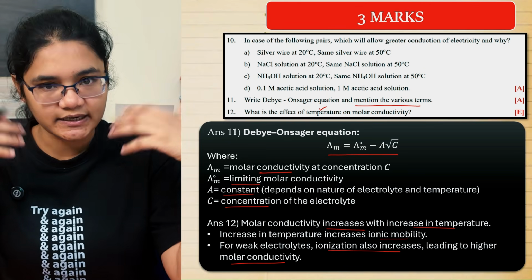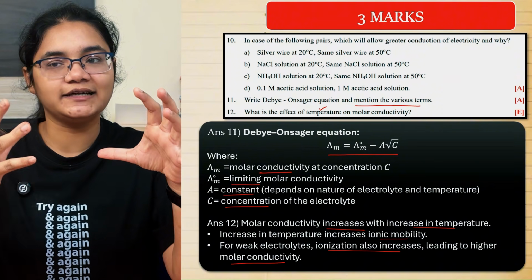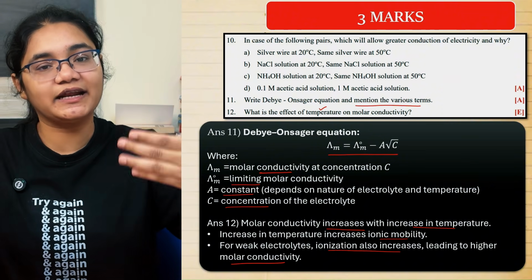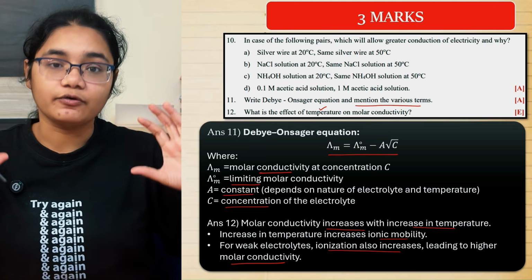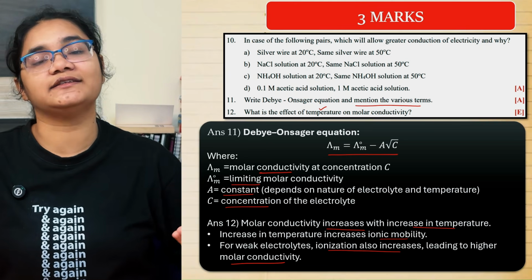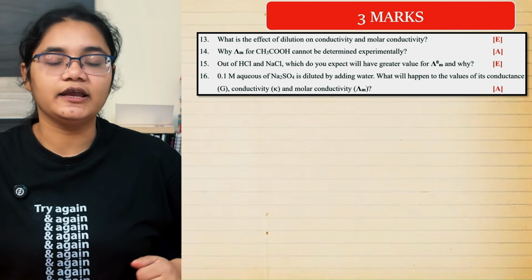So when you increase the temperature, in case of strong electrolytes, the speed at which the ions are moving increases. But for weak electrolytes, what happens? For weak electrolytes, the ionization increases, and that is why the molar conductivity increases.